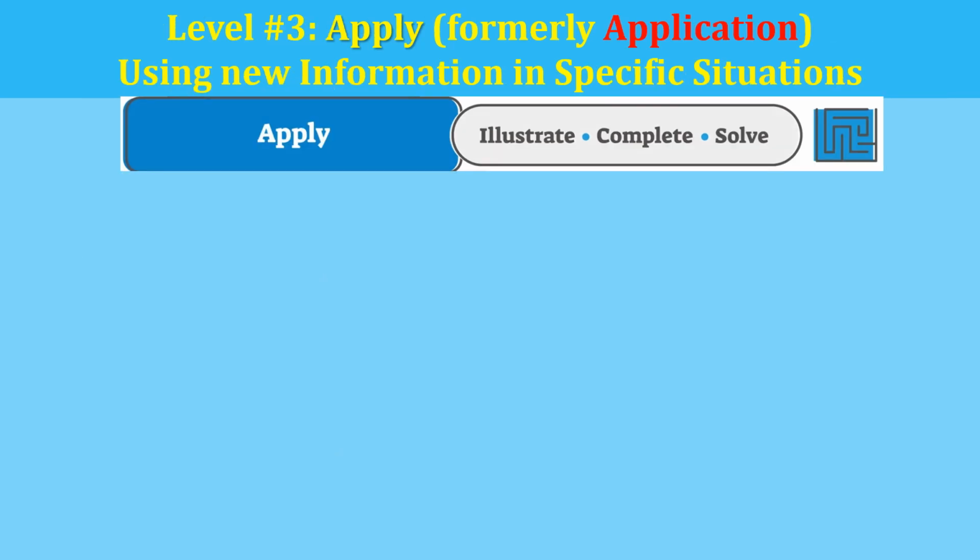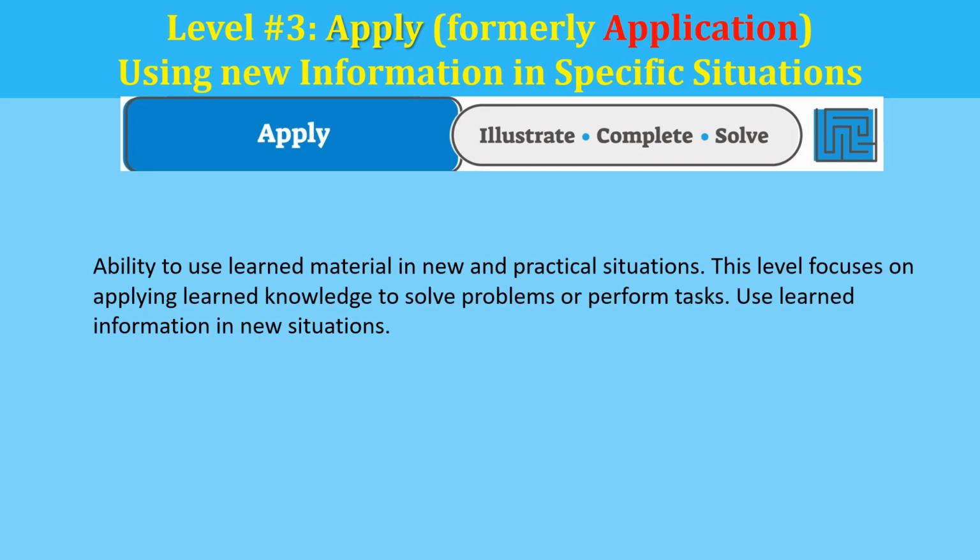Level 3, apply, formerly application, using new information in specific situations. The third most important level of Bloom's taxonomy is apply. As the name indicates, application refers to the way a student learns, understands, and then applies the concept in real life. For instance, a student learns how to write in the English language.